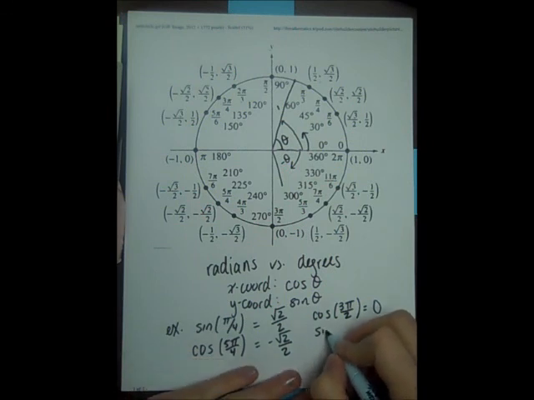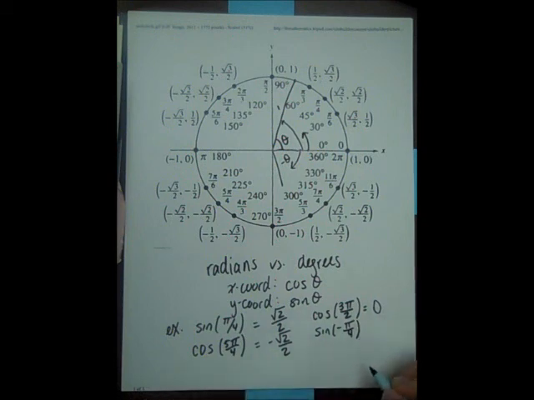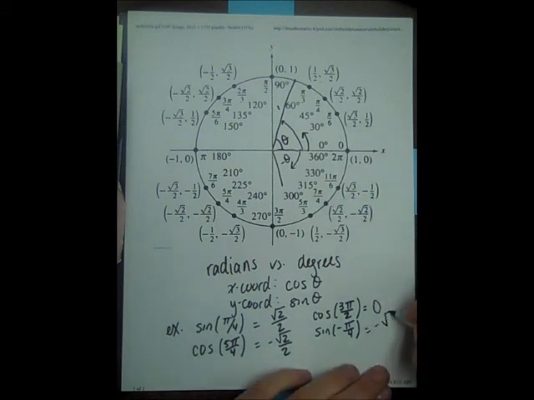How about sine of negative pi over 4? So if I'm talking about a negative angle, I'm going to start at the positive x-axis, but instead of moving in the positive direction, I move in the negative direction. So negative pi over 4 would be here. You can see pi over 4 I went 2 notches, so negative pi over 4 I would go down 2. Now I say what is the y-coordinate there? The y-coordinate is negative square root of 2 over 2.